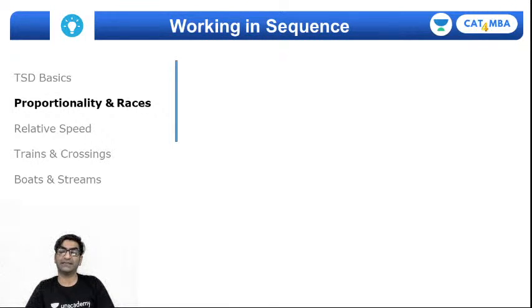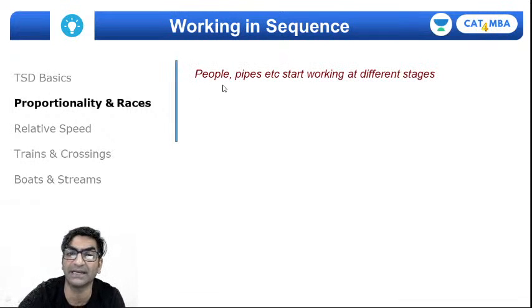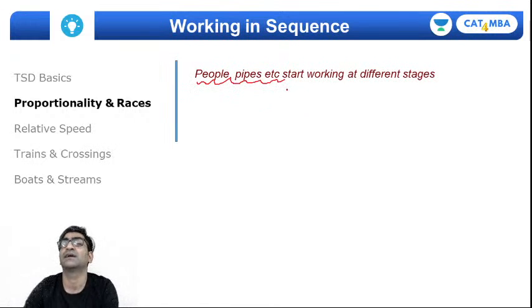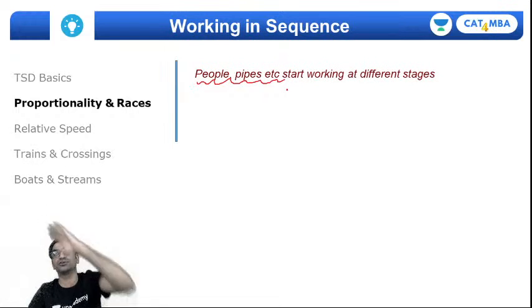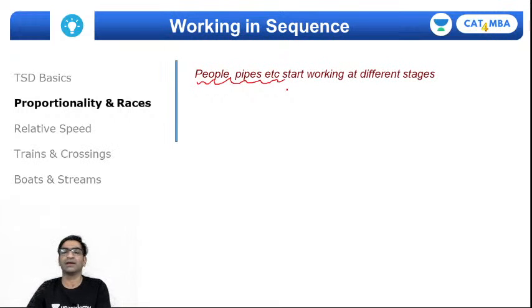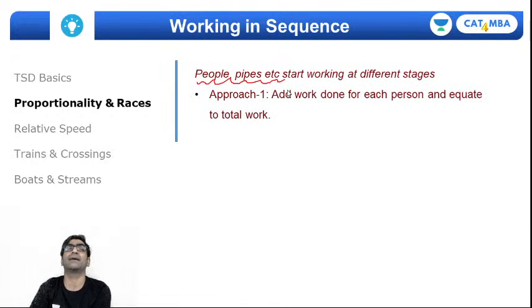Next problem type is when people are working in a sequence, right? Here, people, pipes, etc., begin to work at different stages in the timeline. So it's like, okay, at 10 o'clock A works, and then at 5 o'clock B joins him, and then at 7 o'clock somebody else joins in, and working in this manner, when will they finish the task? So people start working or end working at various stages in time. So how do I combine this all together?